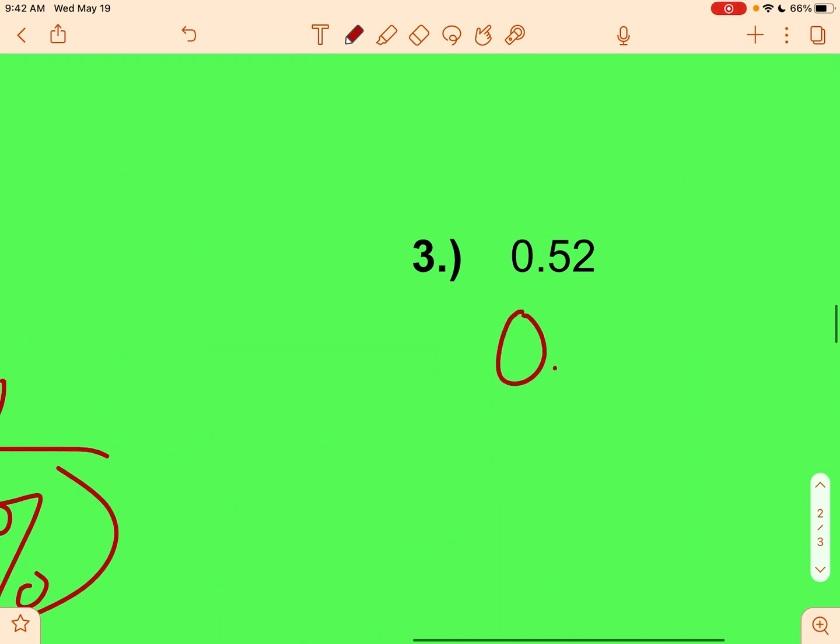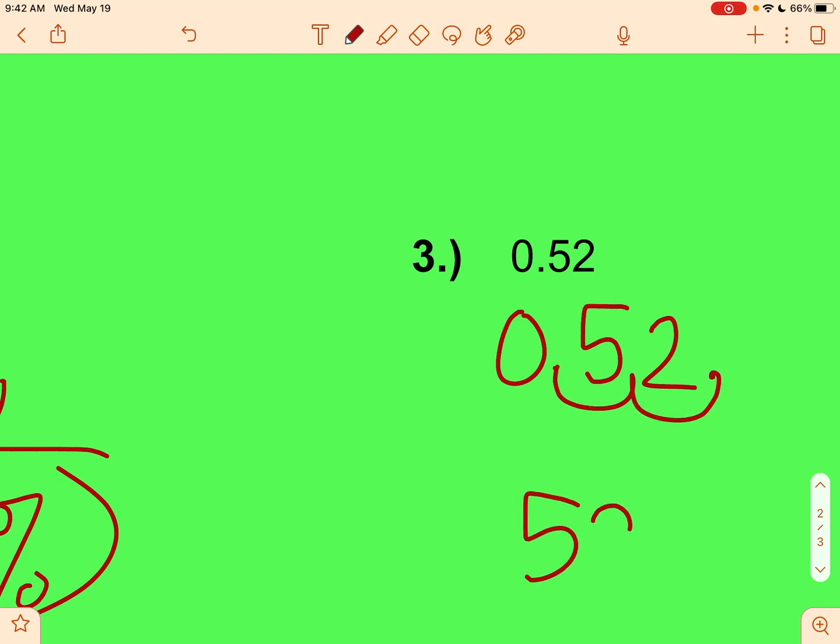And the last one, we have 0.52. Again, we're moving our decimal point 2 places to the right. We get 52%.